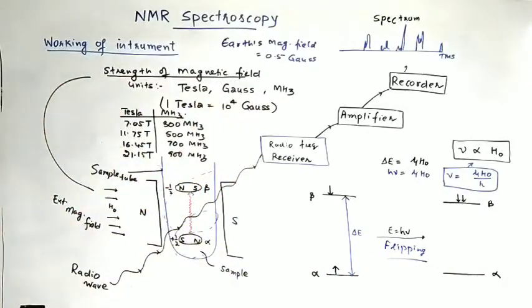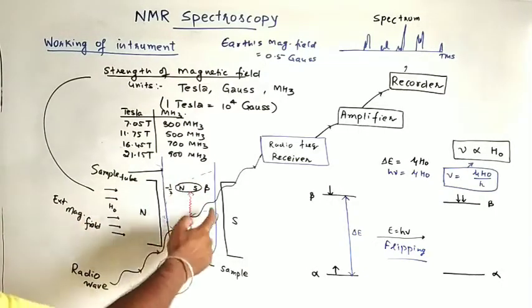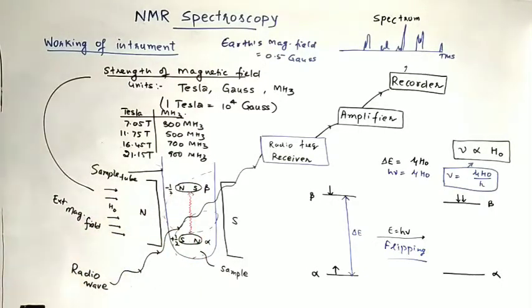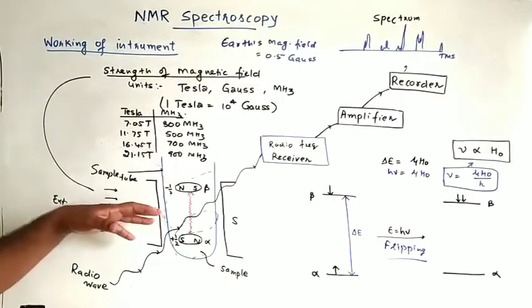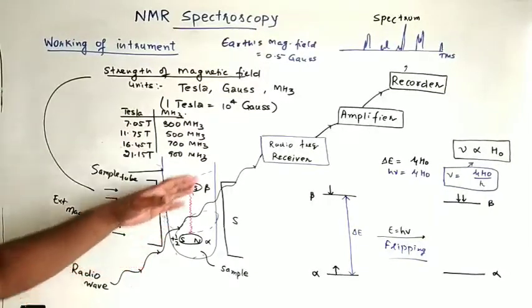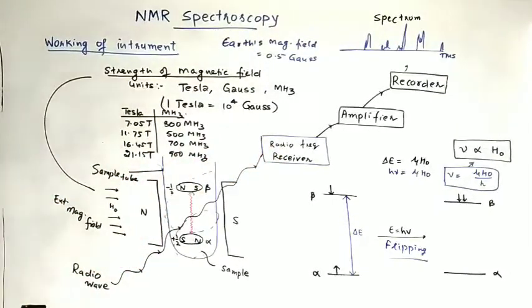When flipping takes place, a small amount of current is generated in the wire around this tube. This sample tube is surrounded by a thin wire. Whenever flipping takes place, a small current is generated. That current is received by the receiver, amplified by the amplifier, then goes to the recorder and we get a peak. For any one single flipping, we get one peak in the NMR spectrum.